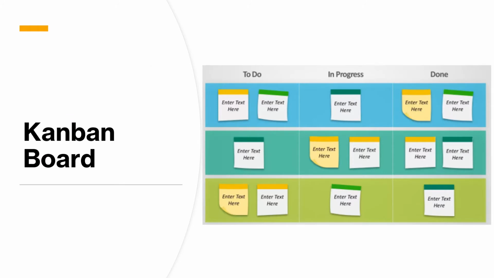This is a sample of a Kanban board. As you can see here, it has to do, in progress, and done. So basically, you will list down all the tasks that you want to carry out for your project under the to-do, and the moment you start to work on a particular task, you move it from the to-do list to in progress, and once you have completed it, you park it under done. The same goes for every area.